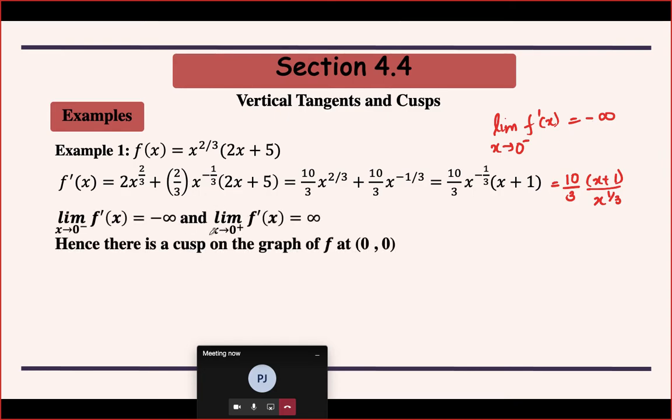And when you approach x from the right hand side of 0, that means you are taking values of x that are close to 0 but are positive, your expression is going to have all positive values, and so you will say that the limit is plus infinity. So what type of a point is it? It is a cusp. Okay, you have opposite signs. So if you have one negative, one positive, then you have a cusp.